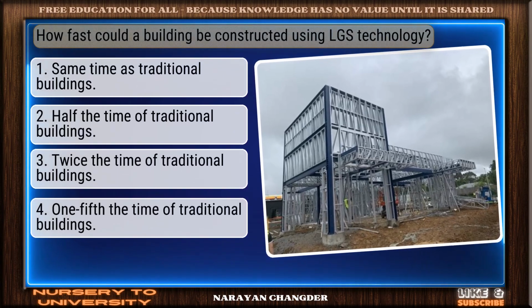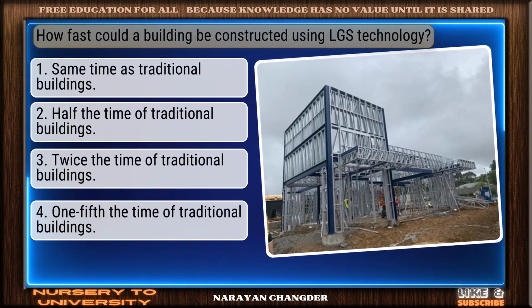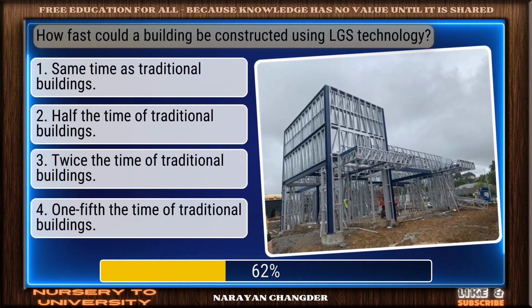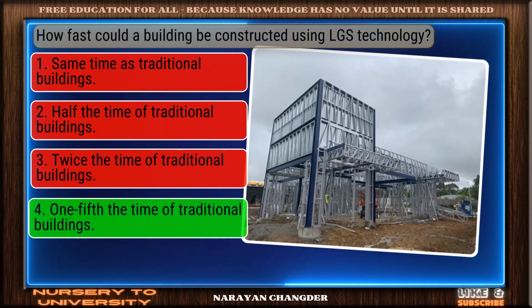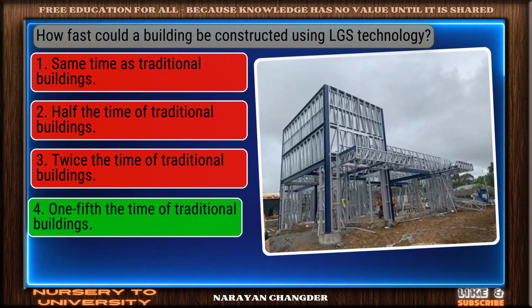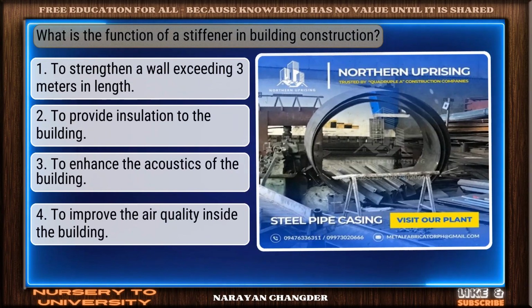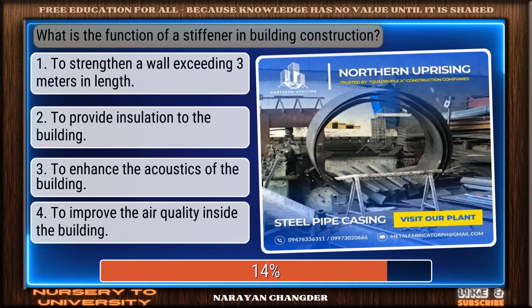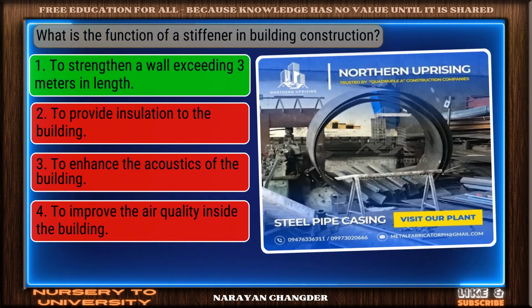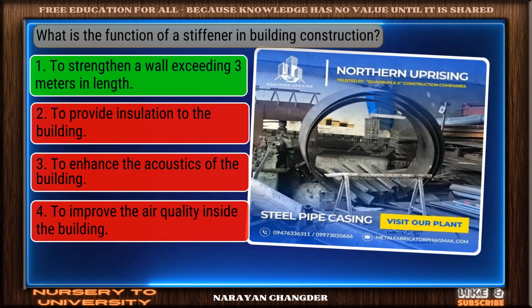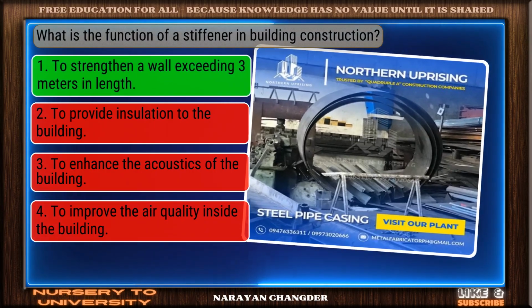How fast could a building be constructed using LGS technology? Well done. 1/5 the time of traditional buildings is the right choice. What is the function of a stiffener in building construction? Great job. To strengthen a wall exceeding 3 meters in length is the accurate answer.